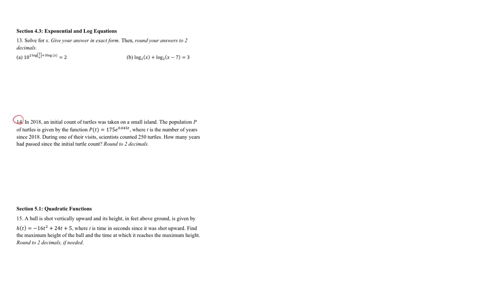Okay, so now for number 14, we have a population of turtles, and we want to know how many years has passed since the turtles were initially counted after we've counted 250 turtles during one of the visits. So I'll go ahead and set the population equal to that 250, because I want to know how long it took the population to grow to that much. So I'll set up this equation, and now I just need to solve for this t, the time that it took for this to happen.